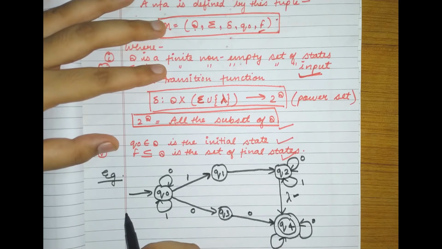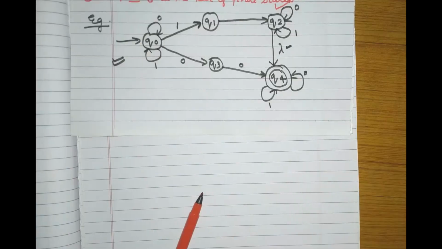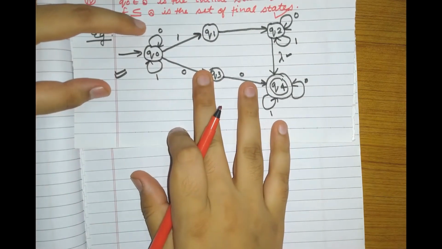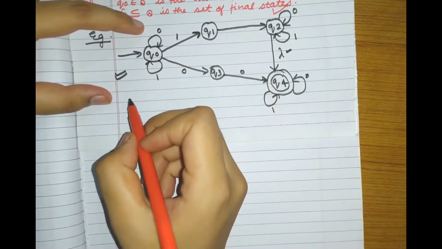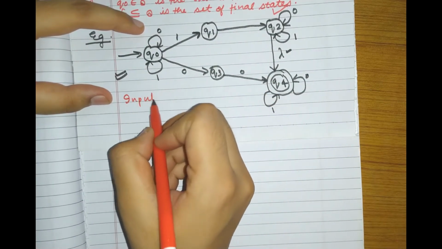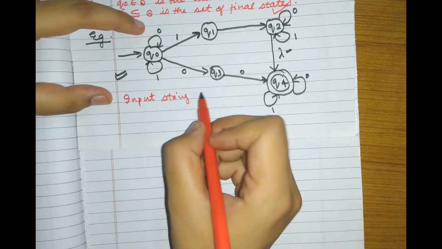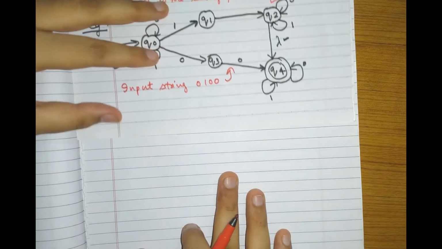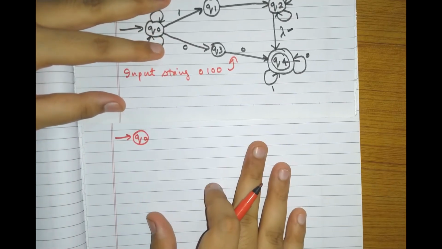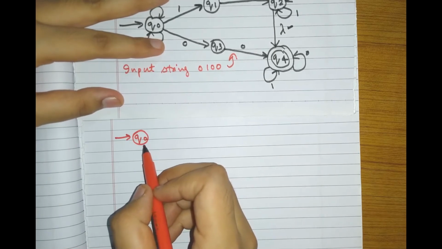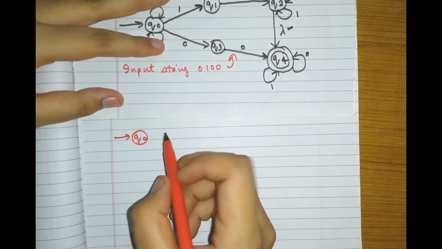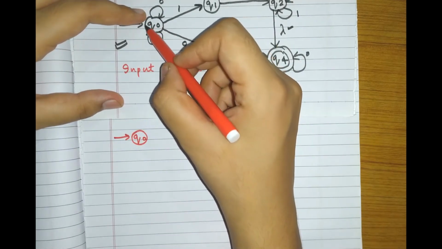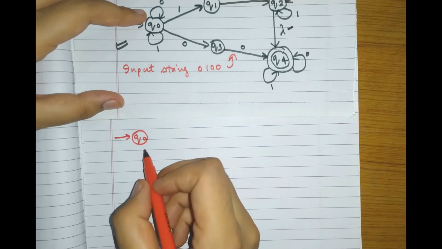So this is the example of an NFA. Let me explain this example. Now we are testing the input string 0100 on this NFA. This is our initial state, and if we receive 0 here, then we enter two states, that is q0 itself and q3.